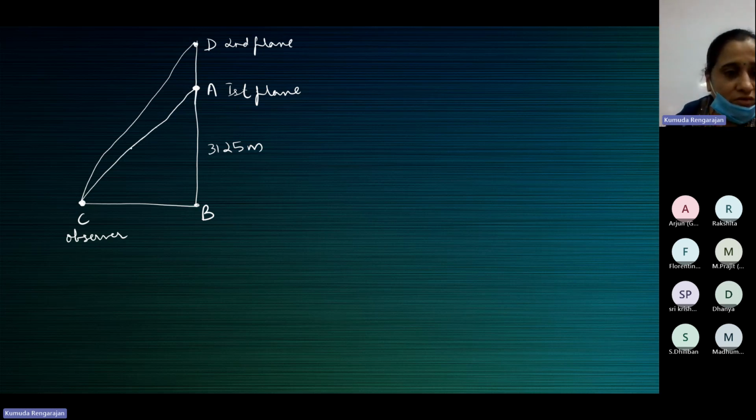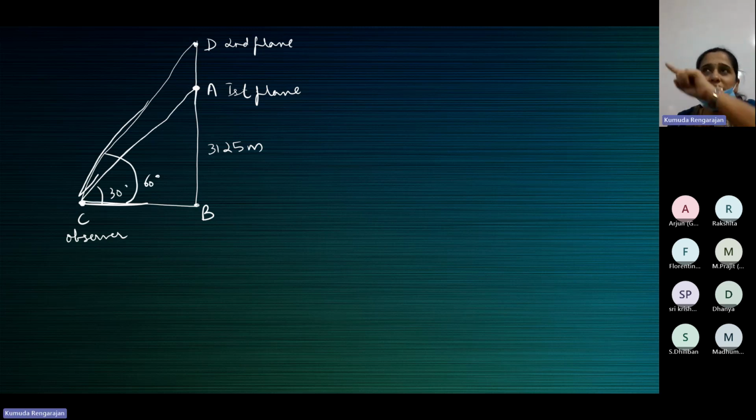So now this is the line of sight. This is the horizontal, 30 degrees. This is the line of sight. This one is a line of sight, and this is the horizontal. This one is 60 degrees. The angle between the horizontal and the line of sight, that angle is the angle of elevation.